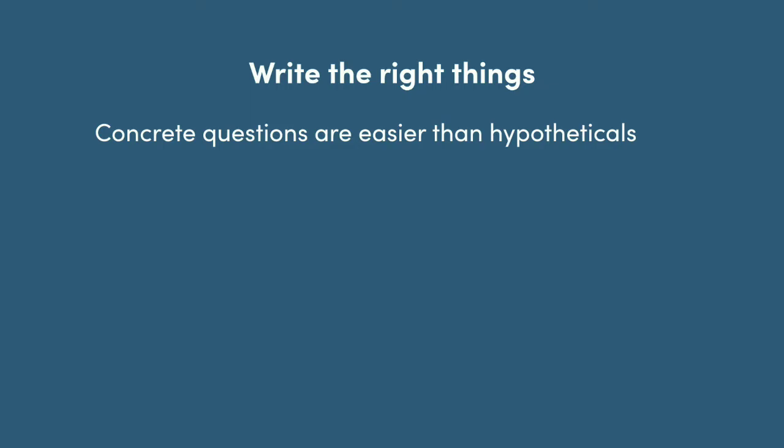And for the younger kids we talked to, we found that they were really much more able to answer concrete questions than hypothetical ones. So some kids might have trouble with questions that ask them to sort of extrapolate or project upon what they think other people are going to say or do or what their peers are going to think. And this can be true for neurotypical kids as well, depending on the age.